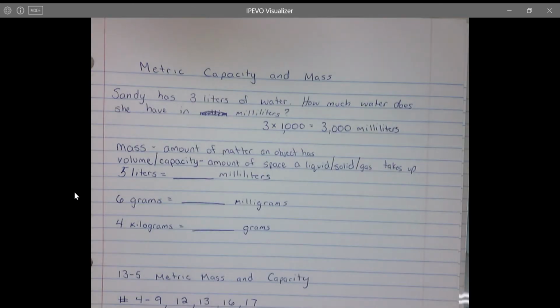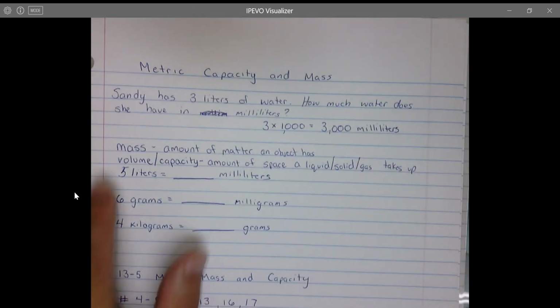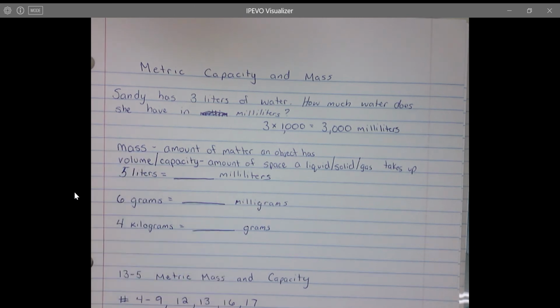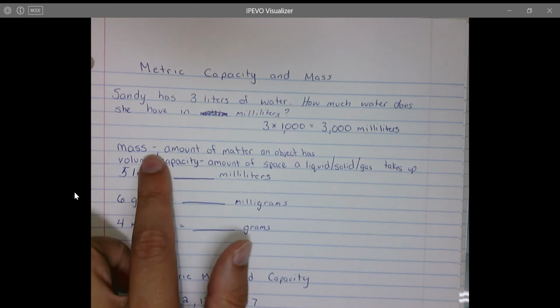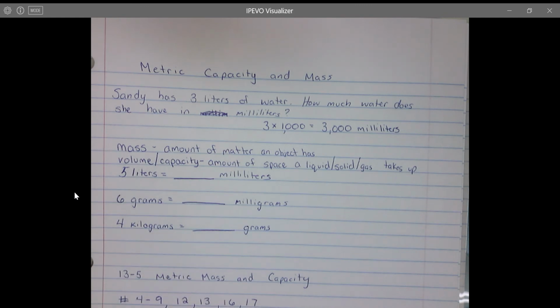Before we move on to things I wanted to add in, we talked about both of these in science, but it's a good review. Mass is the amount of matter an object has. A lot of people confuse mass and weight because sometimes they're thought of as the same. Weight is the effect gravity has on mass, and mass is going to stay the same.